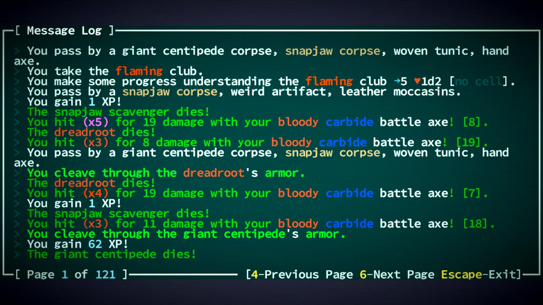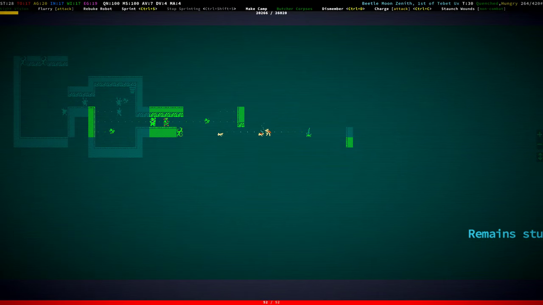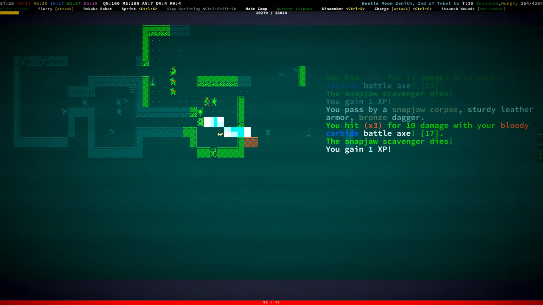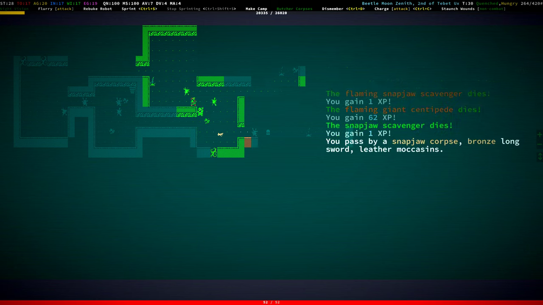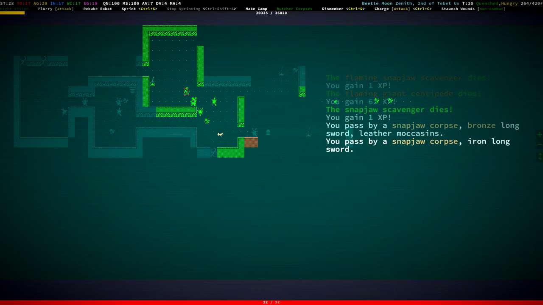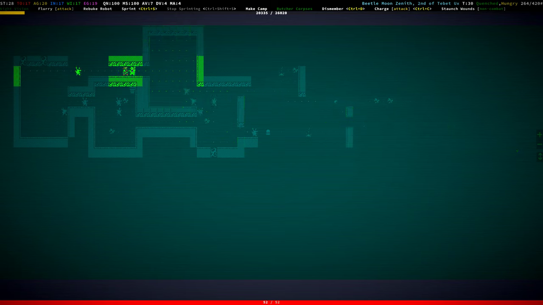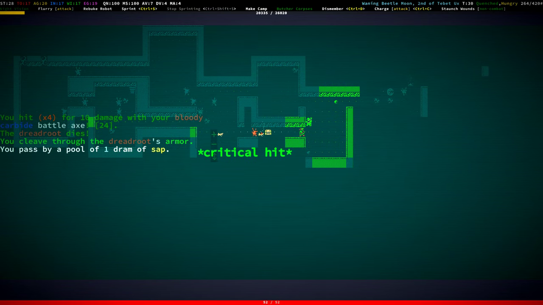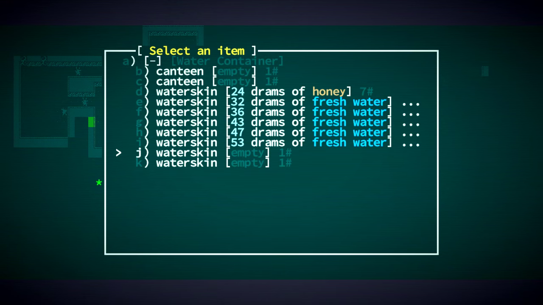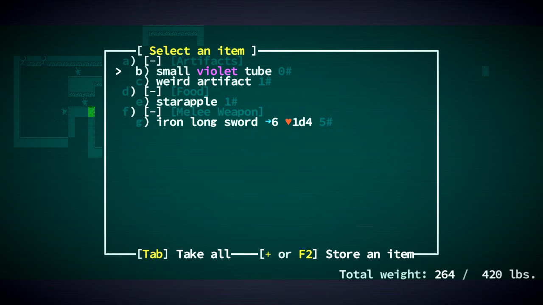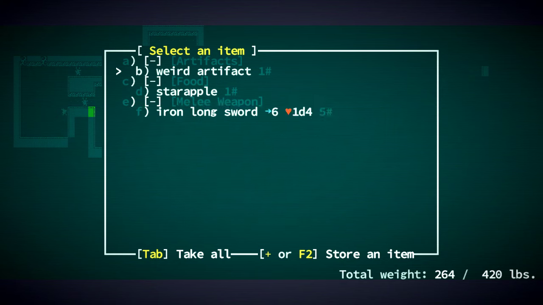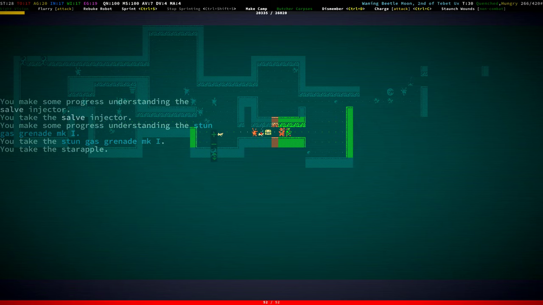So what did you just do? I don't know. Maybe he used his force attack again? Jeez. This guy's tough. Even though he's easy to us, he's doing a really good job. We don't seem to have to worry too much about protecting him. But also, we want to be careful that he doesn't die. It's a lot of wasted reputation there. Oh, sap. We'll take that. A small violet tube. A salve injector, great. And a stun gas grenade. Very nice.